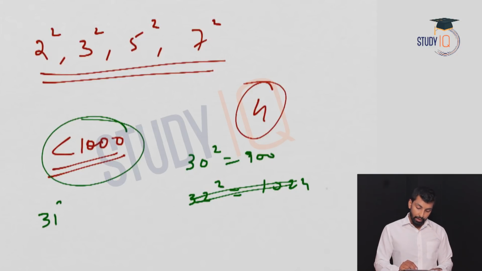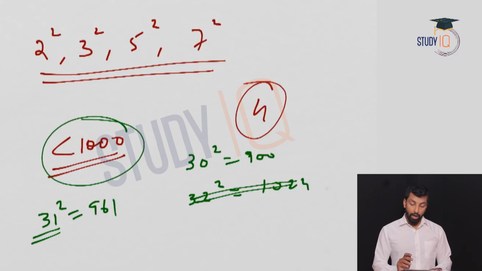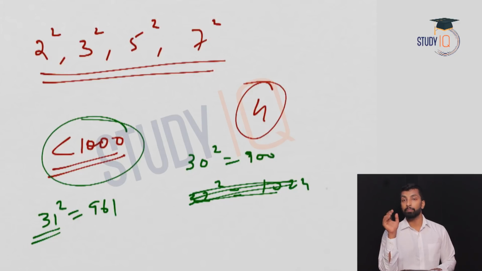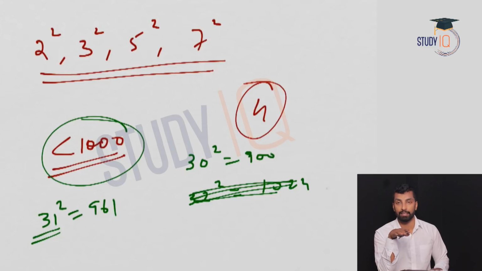What about 31 squared? That is 961. 31 is actually a prime number. So I am looking for prime numbers up to 31. I hope this is clear, because 32 squared is anyway not possible. Even if you don't know the squares, I hope everyone knows 30 squared is 900. Then 31 squared will be less than 1000, everybody knows. If you don't know it perfectly as 961, that's not required. It is less than 1000.